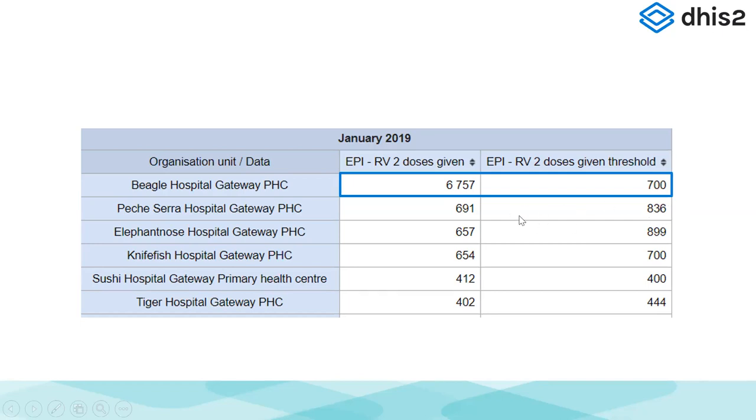And you can see the other values. If the condition was that the dose given has to be less than the threshold set, you can see most of these other facilities are meeting it. Of these six, only two facilities have violated the rule, but the other four are within the range stated.